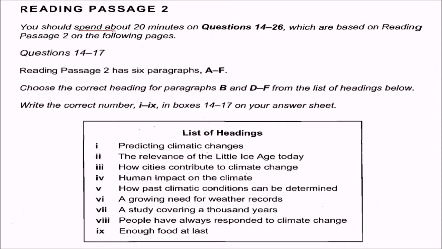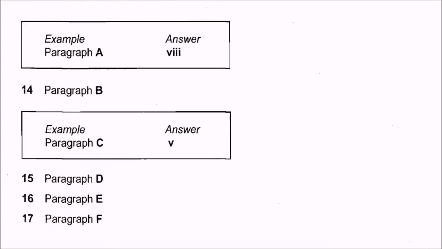So now we are on to reading passage 2. Again, we have to see and learn that passage and then try to answer these queries. These are from 14 to 28. What we have to do is these are the list of headings, and what headings can be assigned to the content of the passage is like this. Like paragraph A will match with 8.